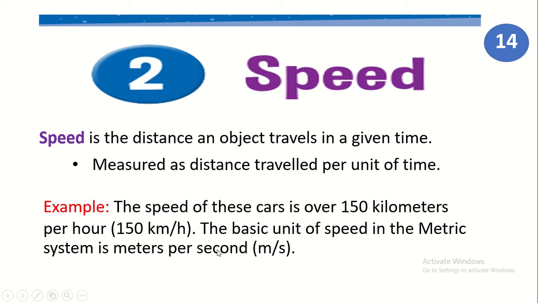Again, the speed of these cars is 150 kilometers per hour. Or you can write here 150 kilometers per hour. This is called the speed. Usually, you can see this in a car or motorcycle. And the basic unit of speed in the metric system is meters per second.